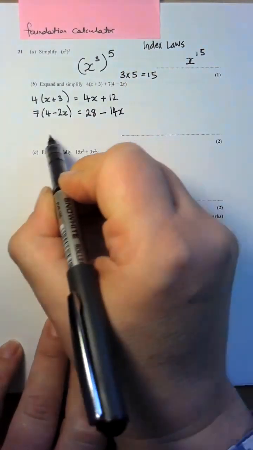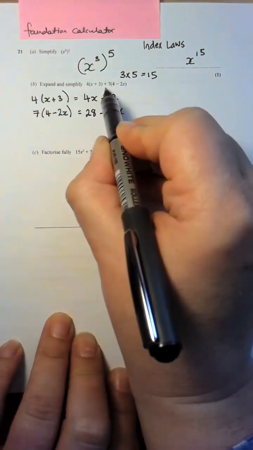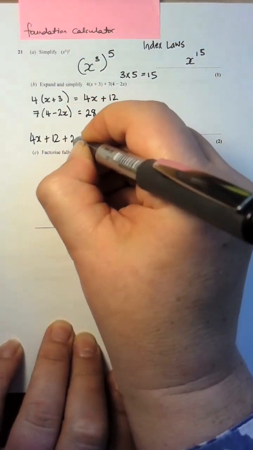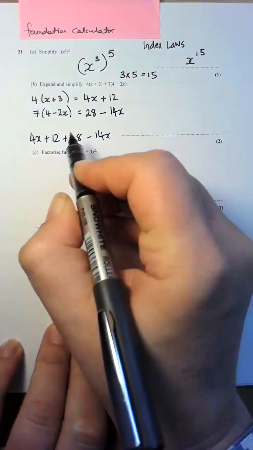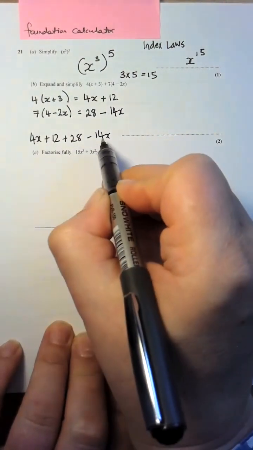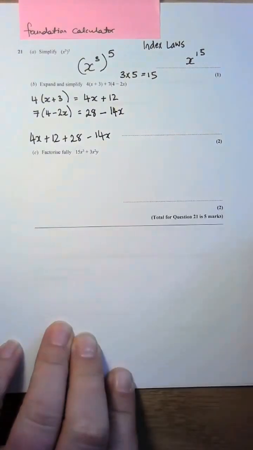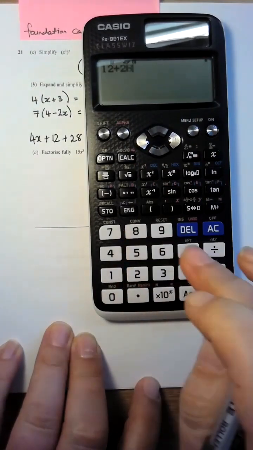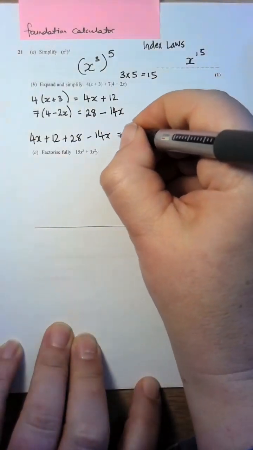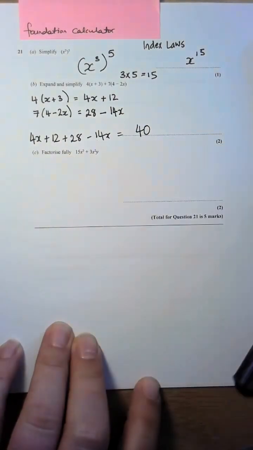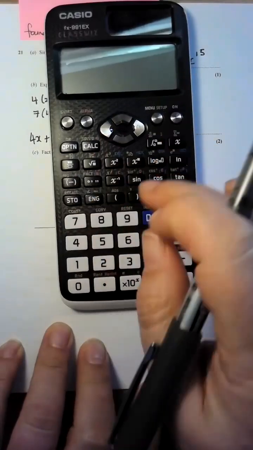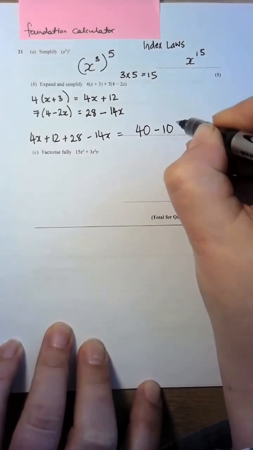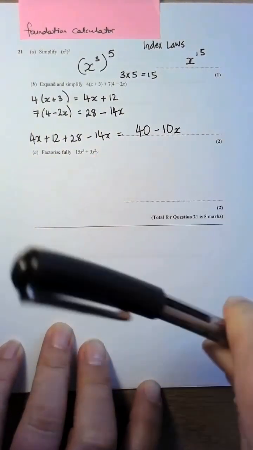And then we're going to write that out all together because it's this term, add this term. X terms here. Oh, I'm ending up with a negative number here. So I'm actually going to start with my numbers here. 12 plus 28 equals 40. And then I'm going to subtract 4, subtract 14, negative 10. But it's not just negative 10, it's negative 10x.